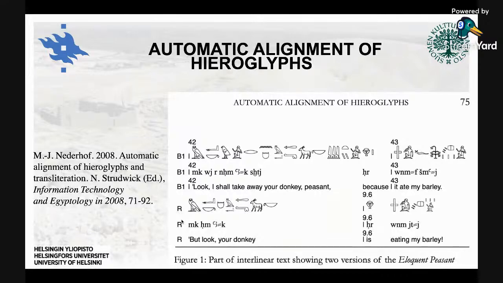There are often slightly different variations or versions of the same literary text, and this method aligns the different versions and their transliterations and translations. In another method, Nederhof aligned differing translations to one hieroglyphic text. You also need encoded text to build automated transliteration.